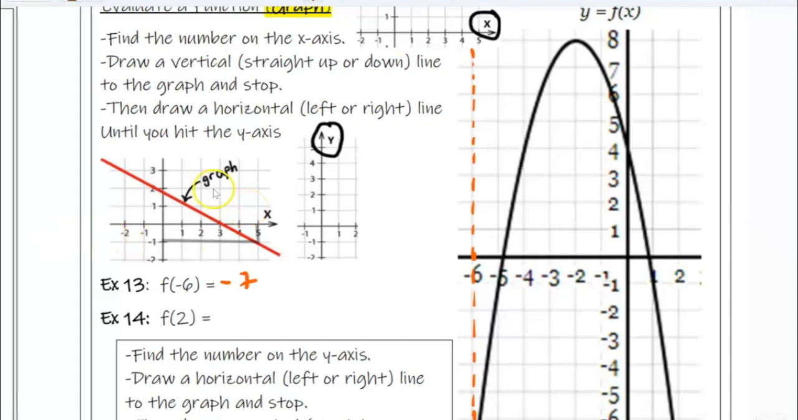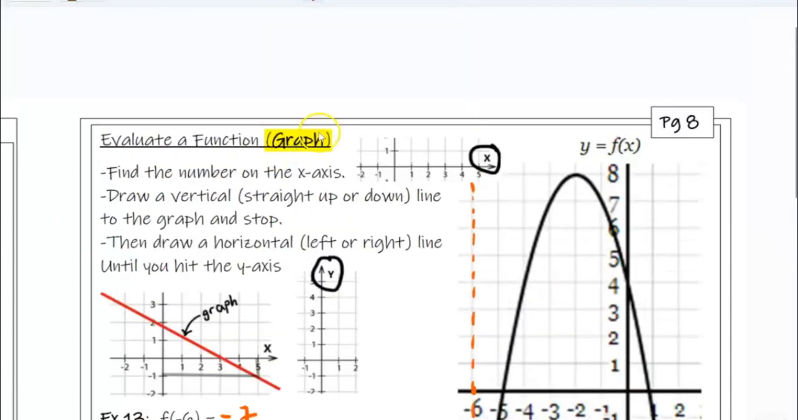So again, I'm going to show you once more. So these are just notes. So it's saying find the number on the x-axis. So you see the x-axis, this one right here. Draw a vertical line up or down. So in this case, this line right here is down, and then stop when you hit the graph, right? Then draw horizontal left or right, and again, we're not going right, we're going left until you hit this y-axis, the one that goes up and down. Going left, in this case, it's -5.